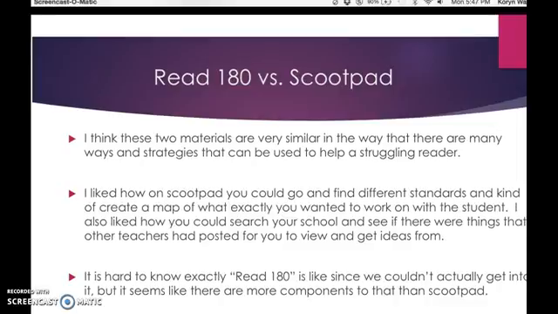It's hard to tell exactly what Read 180 is like because we couldn't actually get into it because you have to pay for it, but it seems like there are more components of Read 180, or it's more in depth than Scoop Pad is.